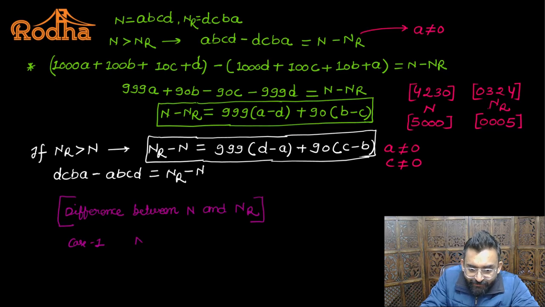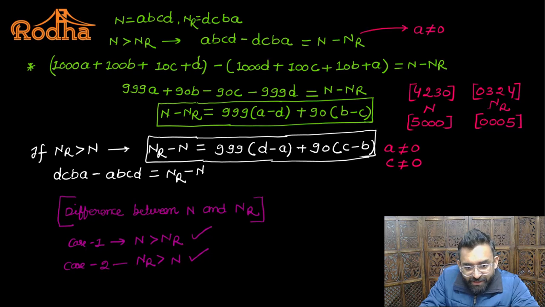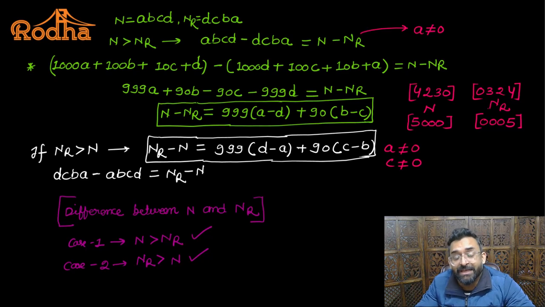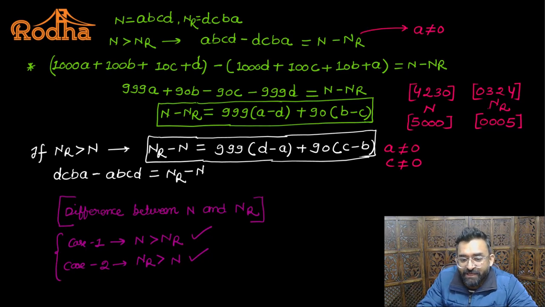Case 1, when N is more than NR, this is valid. Case 2, when the number obtained after reversing the digits is more than N, this is again valid. Because the question is asking about the difference, I don't know which one is the feasible case. Both of them are equally likely. So if it is clearly mentioned that the number is decreased or increased, we'll accordingly adjust the values. If the difference is asked, we have to take both the cases in the particular situation. Okay, I hope you got the idea.